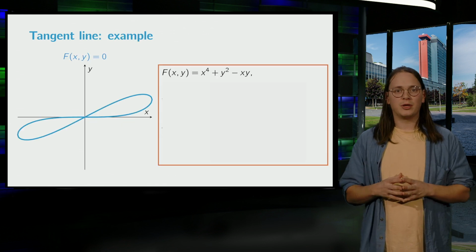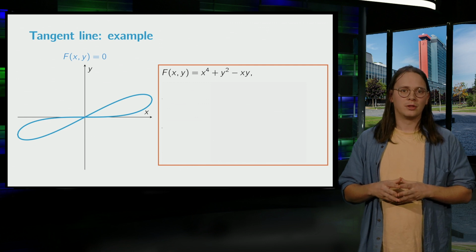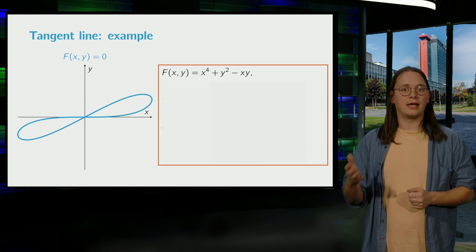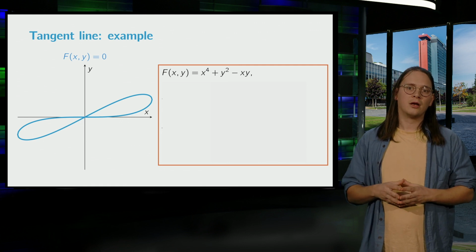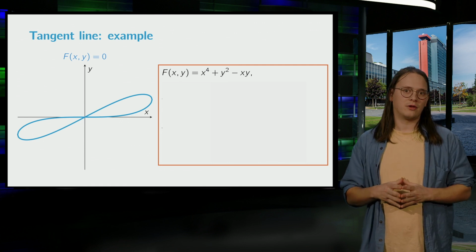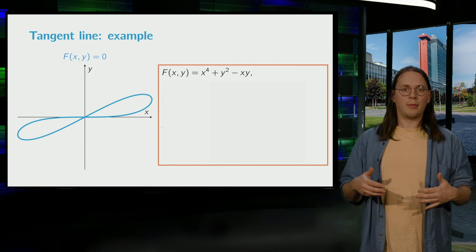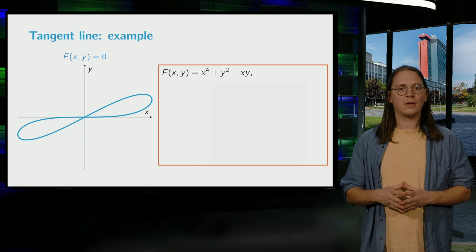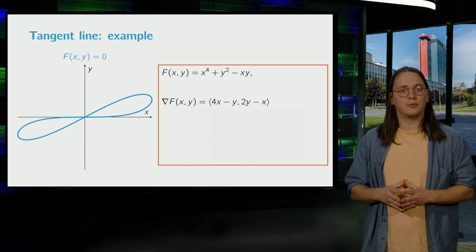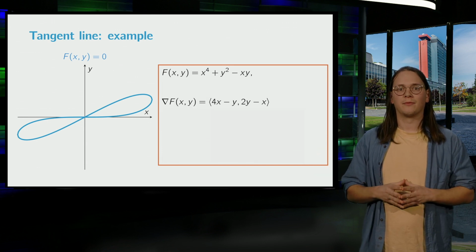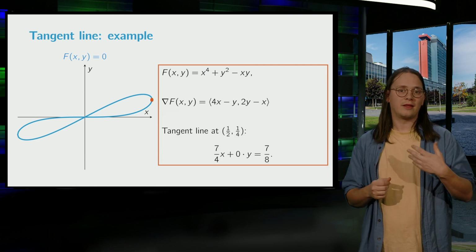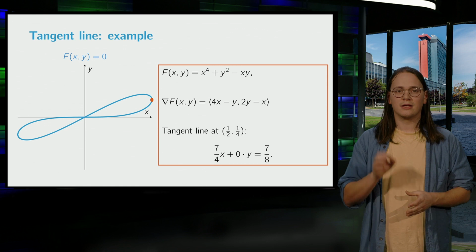Consider the following implicitly defined curve as an example. Since we can see it as the level curve at level 0 of the indicated function capital F, we can quickly find the equation for the tangent line at any point by computing the gradient vector of F at that point. Indeed, here you see the computed gradient of capital F. And by plugging in the values at the point, we find the actual equation for the tangent line at that point.